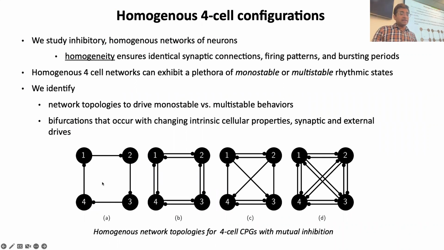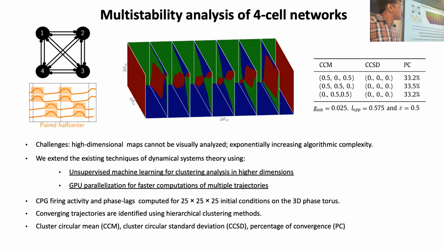So these are different homogeneous 4-cell network configurations with mutual inhibition. This is a one-way loop where one cell is inhibiting the next, and so on, in a circular loop. This is a 2-way loop, this is more of a mixed connection, and this is the fully connected network. As I'll demonstrate shortly, this network at the very end is a robust multistable network, while the first network is a bistable network. And networks B and C produce robust monostable rhythms. This is how we can study the effect of network topology on the kind of rhythms that are produced by these networks. So how do we study these 4-cell networks using Poincare maps?